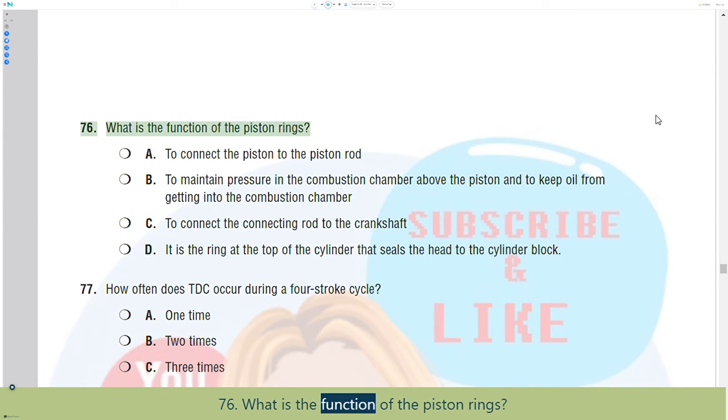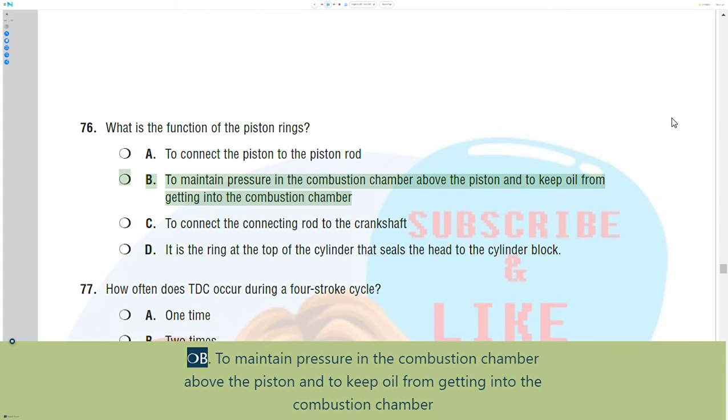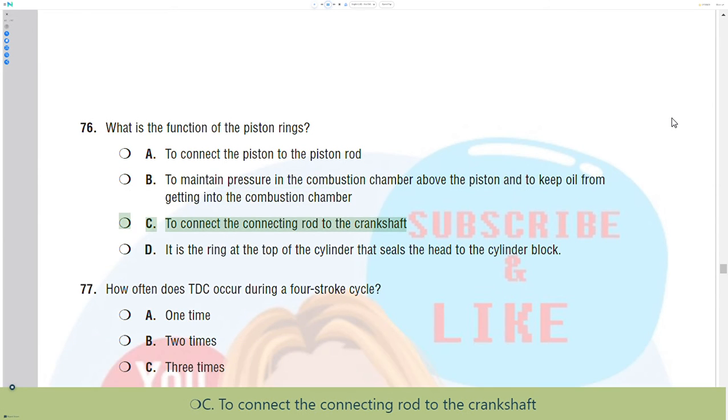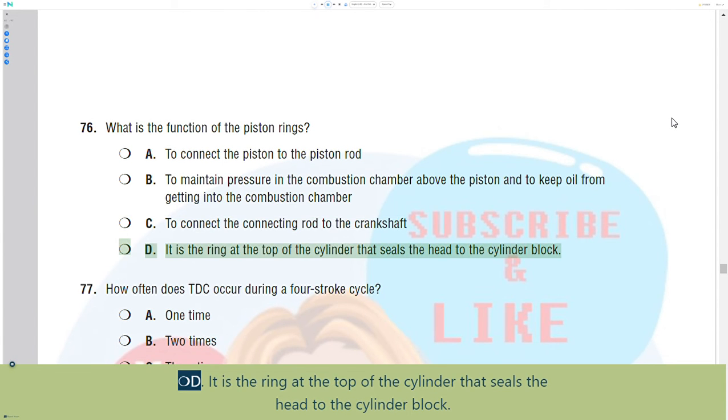76. What is the function of the piston rings? A. To connect the piston to the piston rod. B. To maintain pressure in the combustion chamber above the piston, and to keep oil from getting into the combustion chamber. C. To connect the connecting rod to the crankshaft. D. It is the ring at the top of the cylinder that seals the head to the cylinder block.